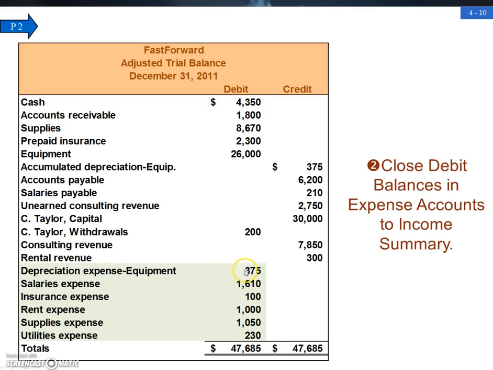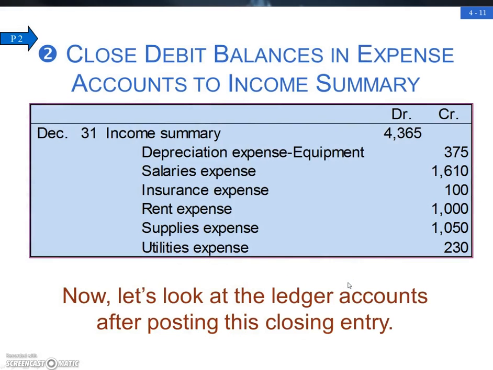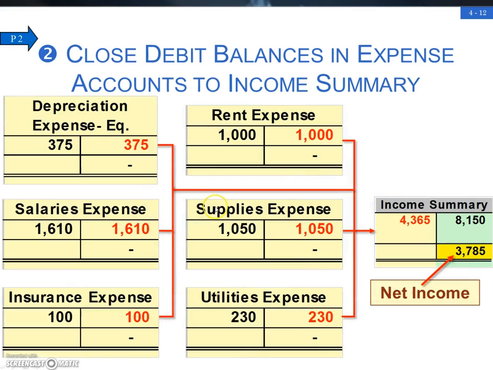So how do we get each of these to a zero balance? You guessed it. We are going to credit those accounts for the exact same amount. So we're going to credit them for whatever balance is in there, and whatever that total is is going to be debited to the income summary account. In essence, we are changing all the expense accounts down to zero and taking the sum of all those expenses and summarizing them in the income summary account.